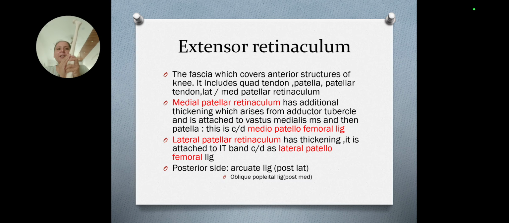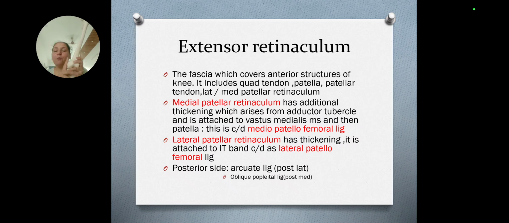Along with these ligaments, there is an attachment of the vastus medialis muscle on the medial side, since it is attached at the adductor tubercle, and this is the adductor tubercle where it is attached.